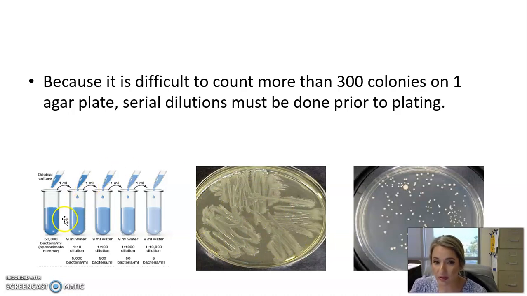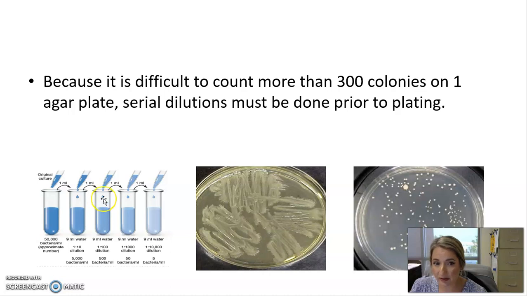So essentially what we do is we take some of the original sample and we need to dilute it with sterile water. So typically we'll take a milliliter from this and we'll put it into 9 milliliters of sterile water, and that dilutes it down by 1/10. Then we'll take 1 milliliter of this and dilute it into 9 milliliters of sterile water, and we'll dilute it down by 100. And then we can continue.